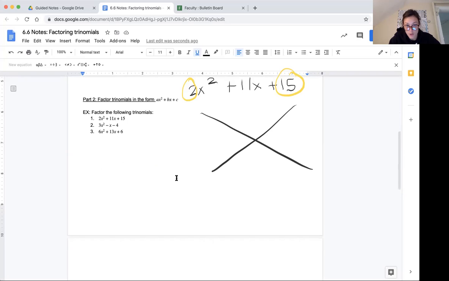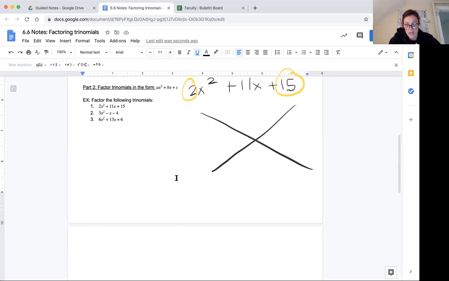For this type of trinomial where we have ax squared plus bx plus c, where our x squared term does have a coefficient, in the top of our x, we're going to put a times c. So 2 times 15 in this case, which is equal to 30. And then in our bottom one, we're again going to put the coefficient of our x term, this middle one, 11.